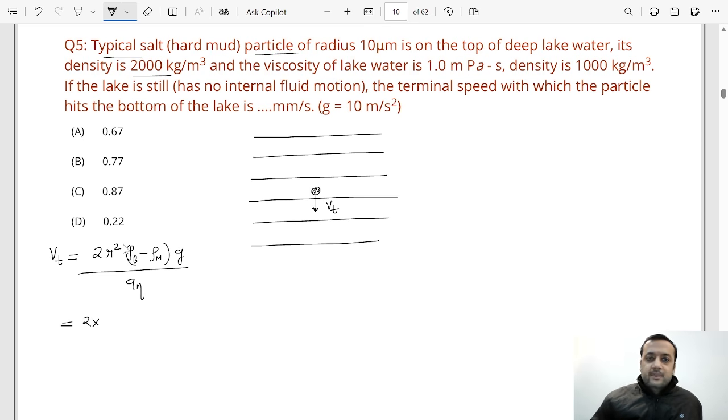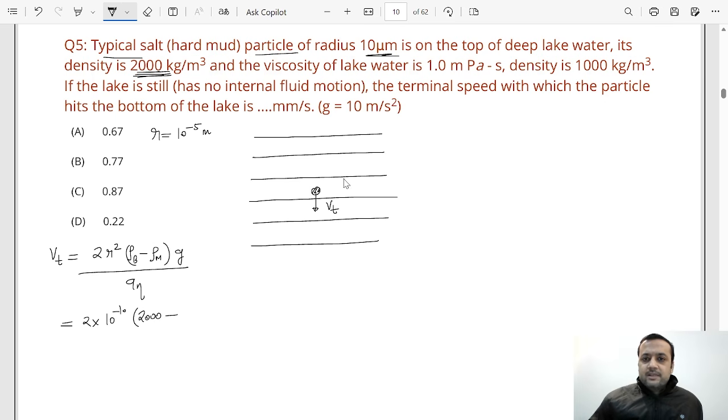So what is the r? R is the radius of this ball, which is 10 micrometer. 10 micrometer effectively means 10 to the power minus 5 meter. So if you square the radius, it will become 10 to the power minus 10. Density of the ball you can see is 2000, which basically is the particle here, not the ball actually. So 2000 kg per meter cube.